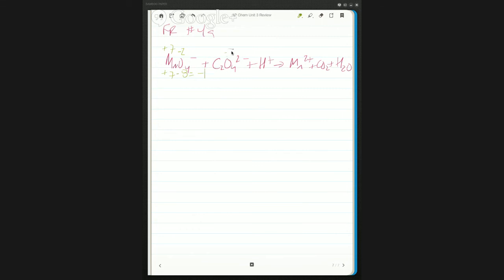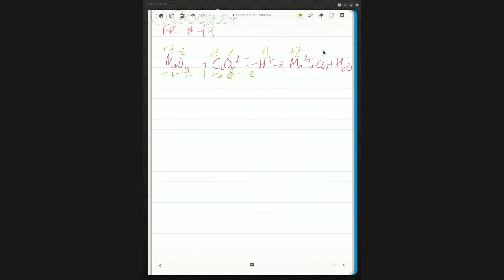Oxalate, again, oxygen is a -2. There are 4 of them, it's -8. It has to equal -2, which means this has to be +6, and there are 2 of them, so each one is +3. Hydrogen is just a +1. Manganese, just a +2, because it's manganese 2 plus.